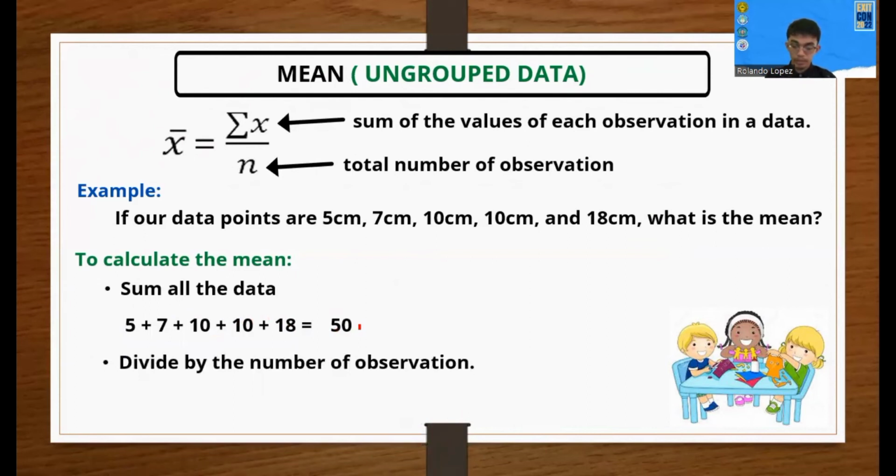Now, class, what do you think is the total number of observations? Yes, correct. The total number of observations is 5. 50, or the sum of all the data, divided by 5, which is the total number of observations, is equal to 10 centimeters. And this is now our mean.